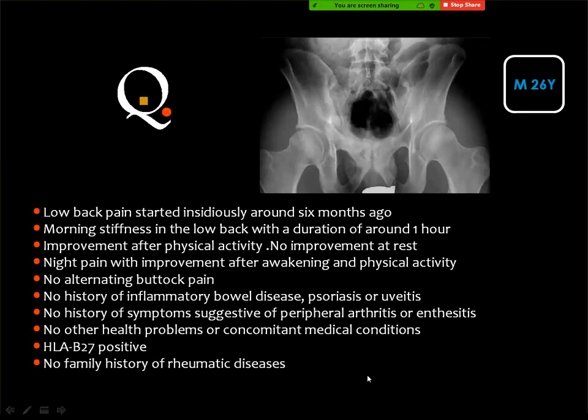Sacroiliitis. Yes, what do you say? Ankylosing spondylitis. Ankylosing spondylitis, you said?